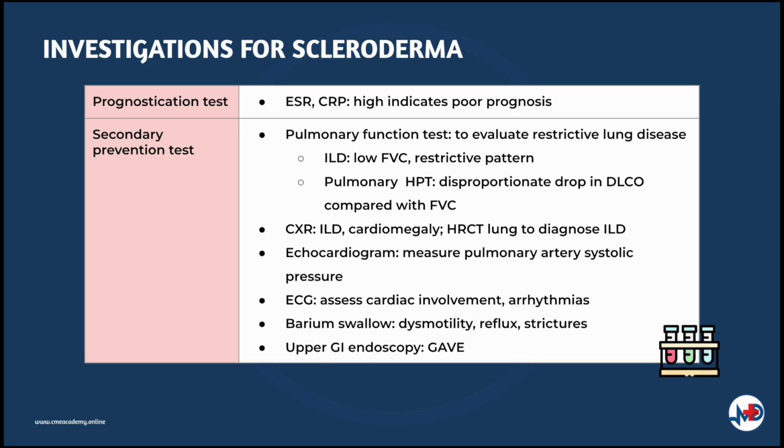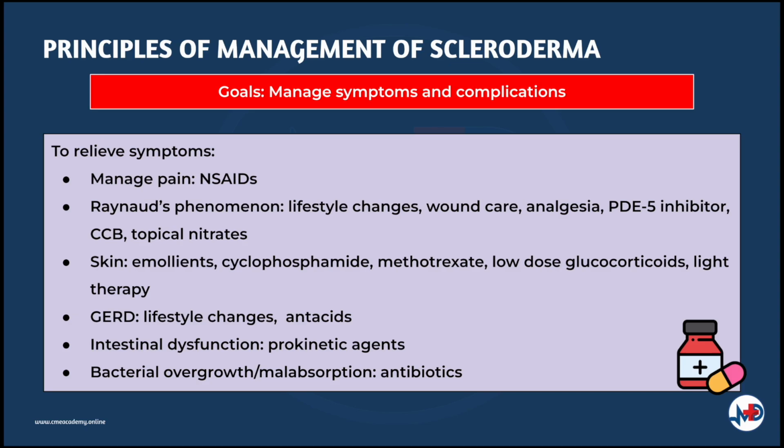To assess cardiac involvement and arrhythmias, an ECG and an echocardiogram can be done. Physicians can also request a barium swallow to assess dysmotility, reflux, and strictures. If GAVE is suspected, an upper GI endoscopy should be done. Let's discuss the principles of management of scleroderma.